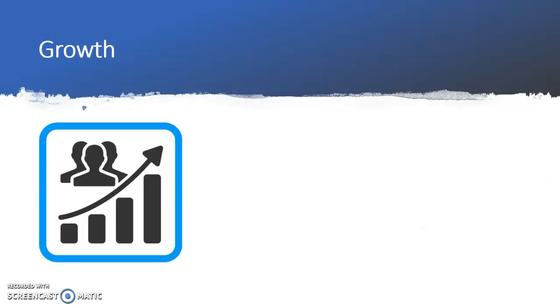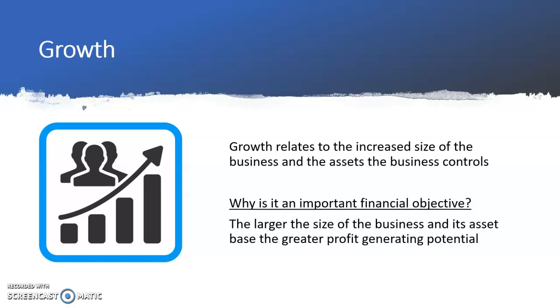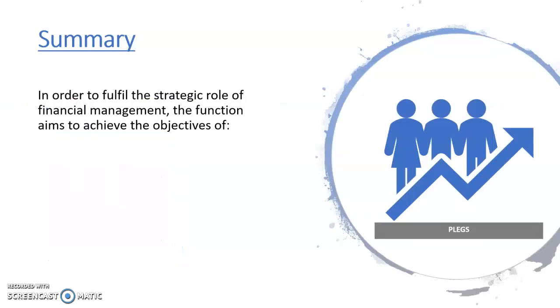Our final objective that we need to have a look at is that of growth. Now, growth is exactly as its name suggests. It's all about increasing the size of the business and the assets that the business controls. It's an important financial objective because the larger the business and its asset base, the greater the potential profits that can be earned. So in summary, there's a range of different objectives that the business wants to be able to achieve in order to fulfill its strategic role.